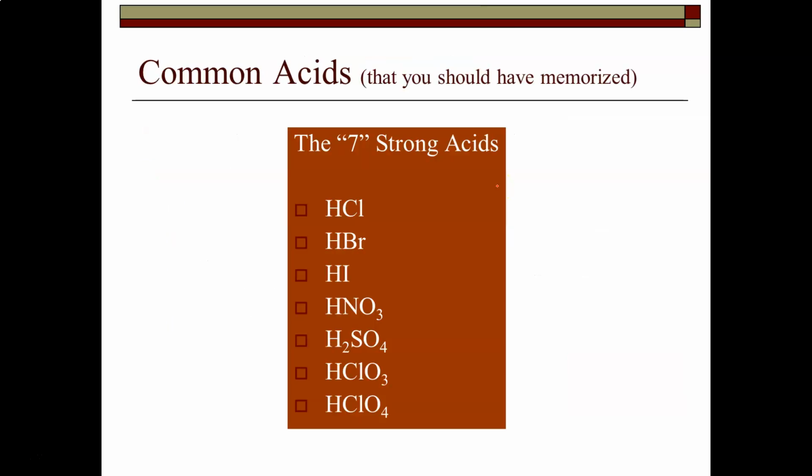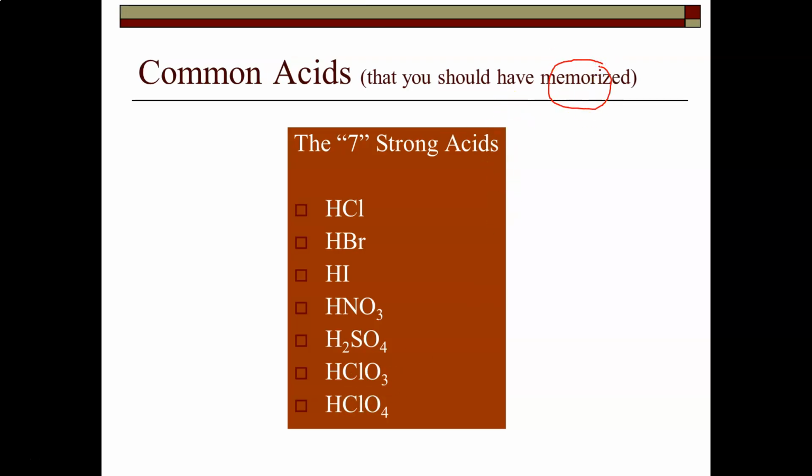All right? You have to memorize the common 7 strong acids. So it's HCl, HBr, HI. Those are all in the halogen group, Cl, Br, and I. Then you have some very common acids here: nitric acid, sulfuric acid, chloric, and perchloric. All right, so HCl, HBr, HI, HNO3, H2SO4, HClO3, HClO4. You need to memorize those.